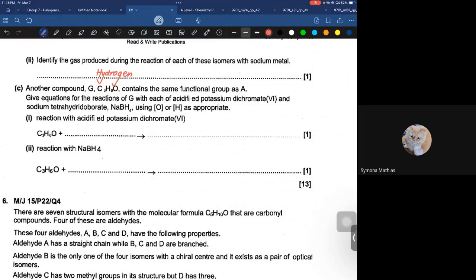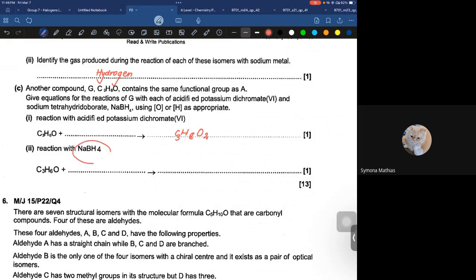Okay, it can be represented by this. Reaction with acidified potassium dichromate: what I told you, if you have your aldehyde and you oxidize it using potassium dichromate, it's a mild oxidizing agent as compared to KMnO4. So you would be getting your carboxylic acid. That would be C3H6O2. Okay.